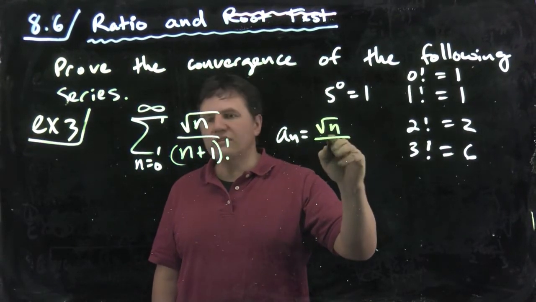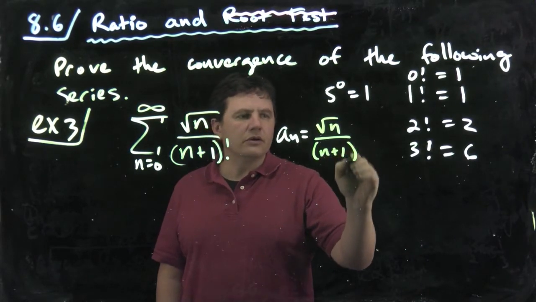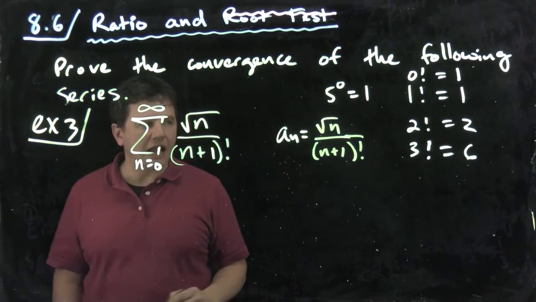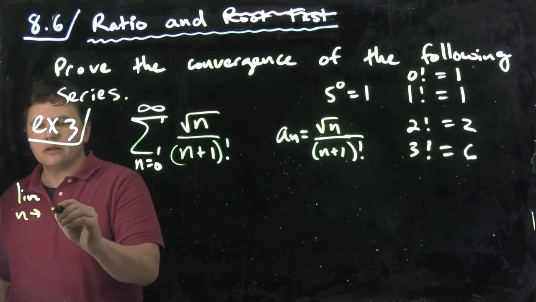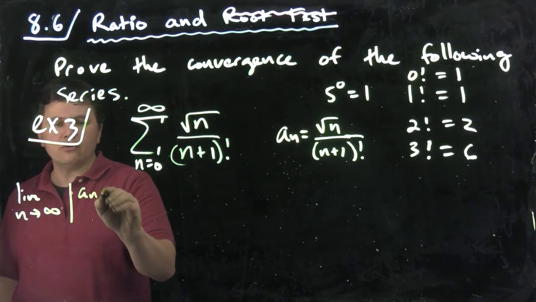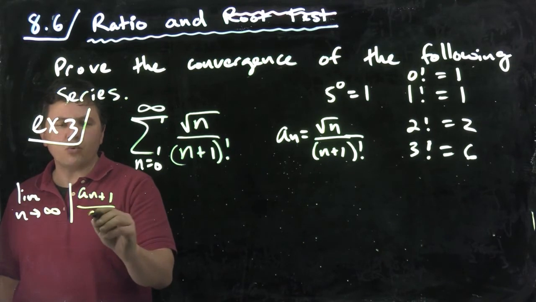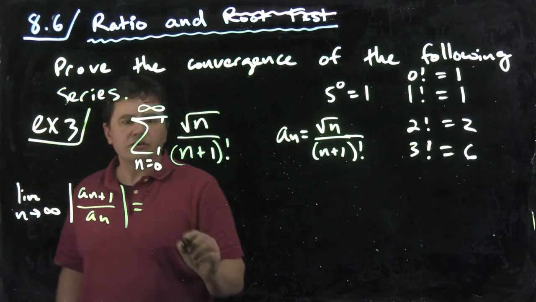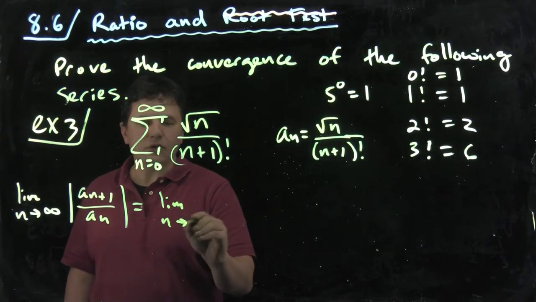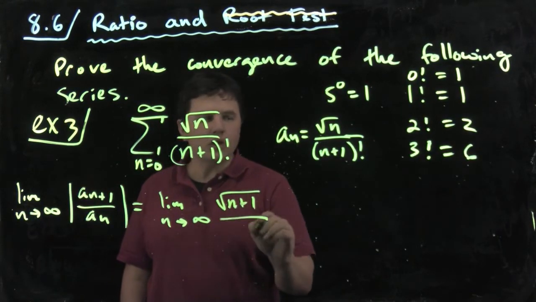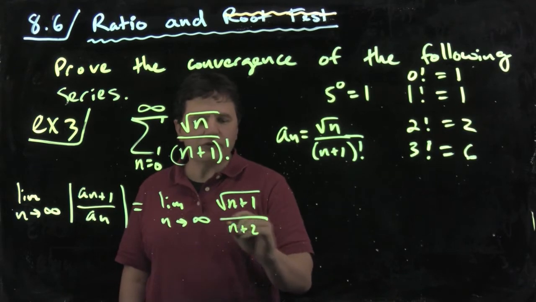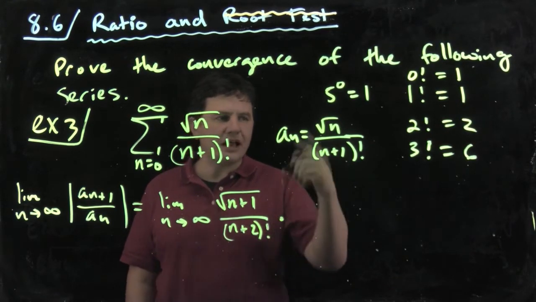So square root of n, always label these. You know, even in your homework, it gets kind of redundant. It's just such a good habit. So we're doing the limit as n goes to infinity, absolute value of a sub n plus 1 over a sub n. So that's equal to the limit as n goes to infinity, square root n plus 1 over n plus 2 factorial times now the reciprocal.